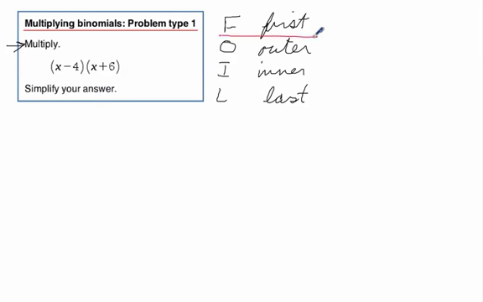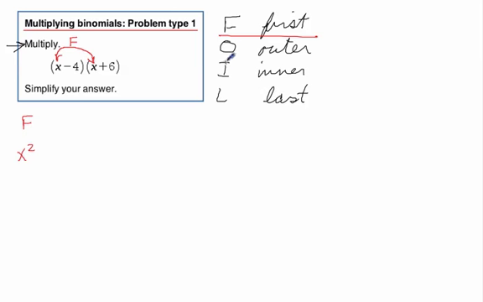First. The first means the very first terms of each parenthesis. Okay? So we're going to multiply each of those together. So that's the first. So for our F, we get x squared.